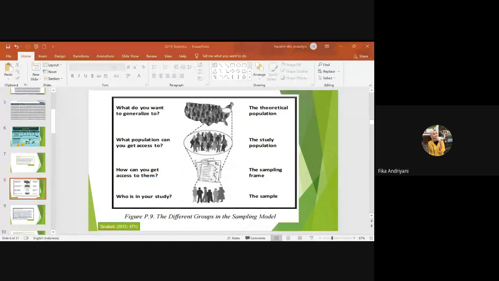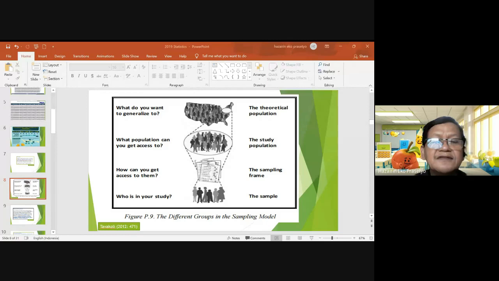Okay, let's continue. So this is the illustration of population and sample. It's also taken from the same book, page 471. What do you want to generalize to? If you want your research to be applied to a group of people, a larger group of people, then this is called population, or theoretical population.